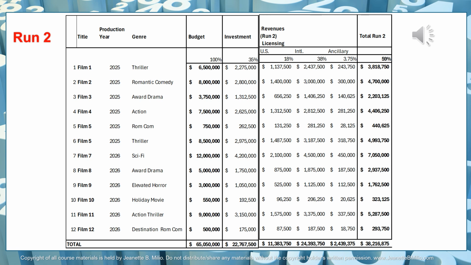Now, run 2 could be after 3 years, could be after 4, after 5, and usually is about a 3-year time frame, sometimes 2, but it could likely not be more than 5.